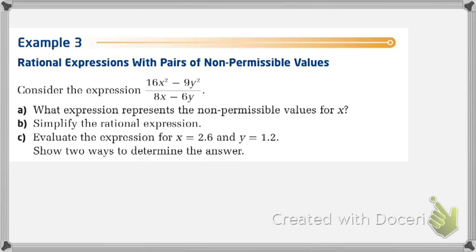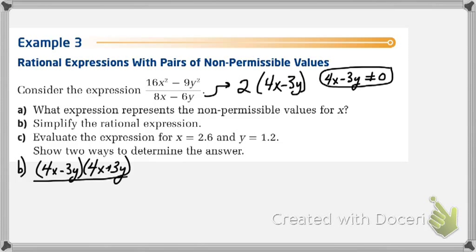Here we are in example 3, rational expression with pairs of non-permissible values. When you see something like a denominator where you have 8x minus 6y, that can be factored into 2 times 4x minus 3y. In a case like this, when a non-permissible value depends upon another variable, all you have to say is that 4x minus 3y cannot equal 0. You're done. That's all we expect. That's part A. Part B.